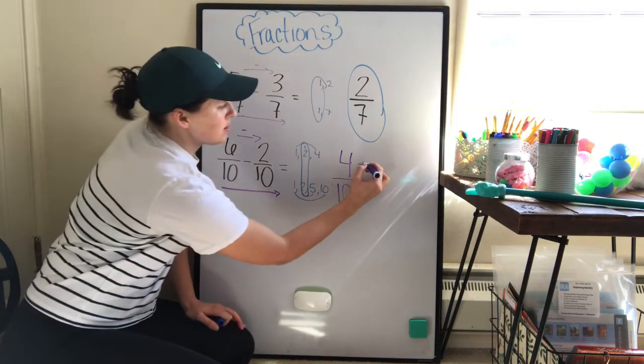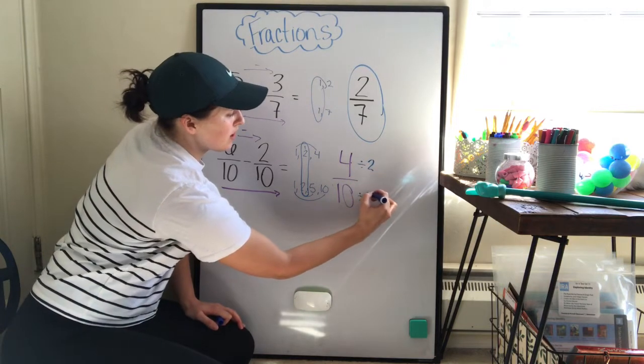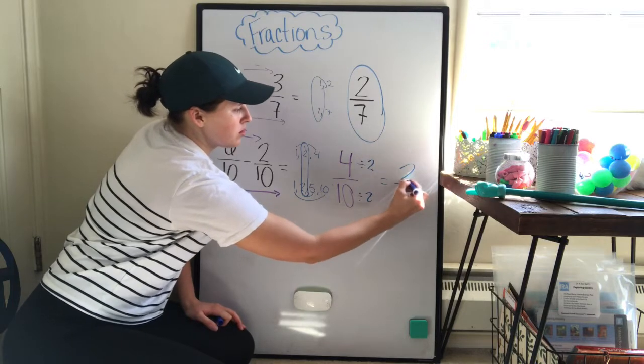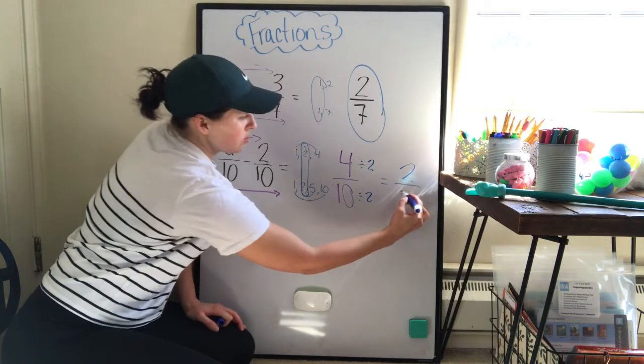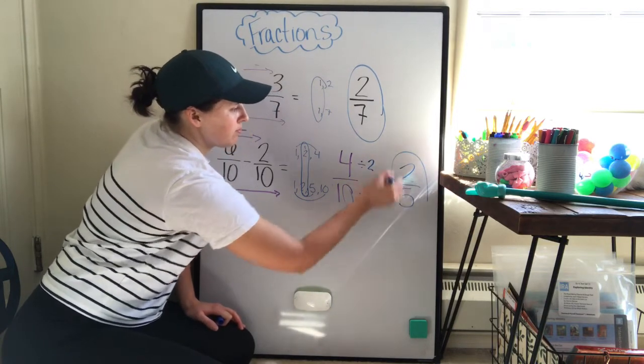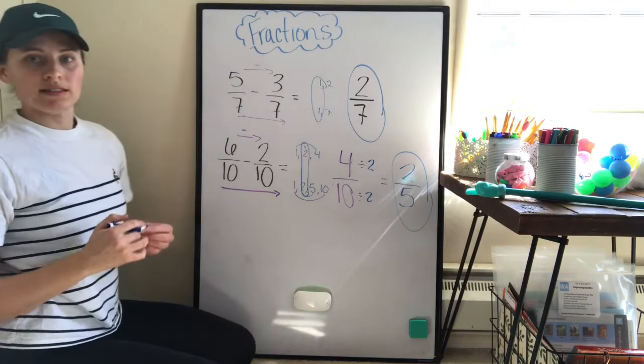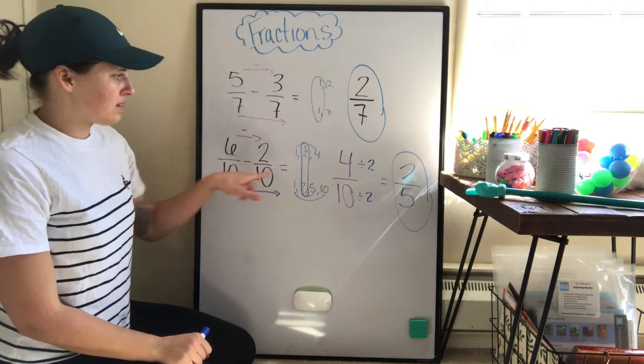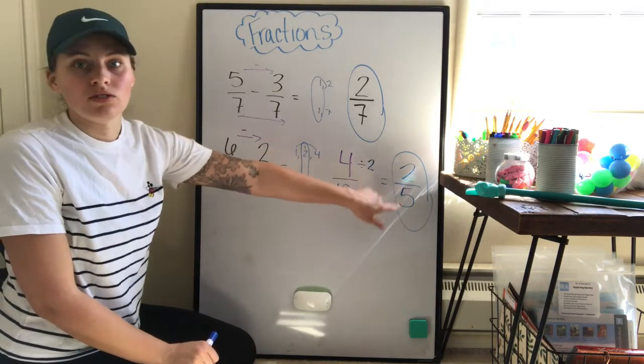Whoops. Divide by 2. Divide by 2. 4 divided by 2 is 2. 10 divided by 2 is 5. 4 tenths is the same as 2 fifths. So 6 tenths minus 2 tenths is 4 tenths, or 2 fifths.